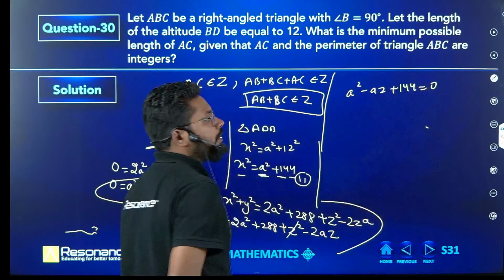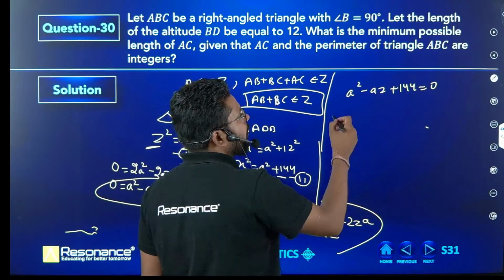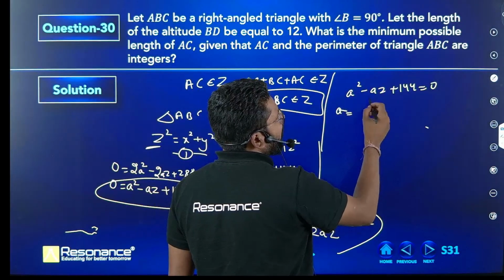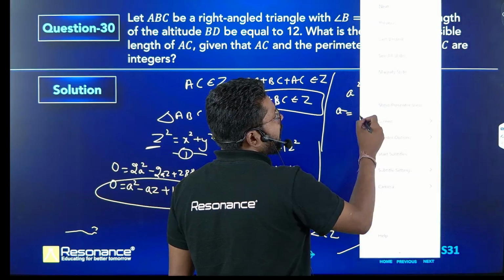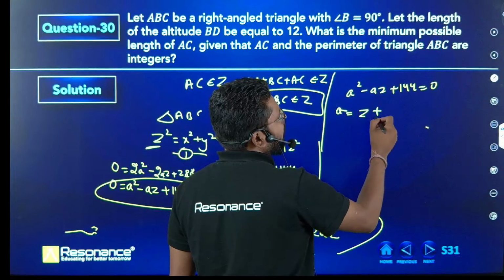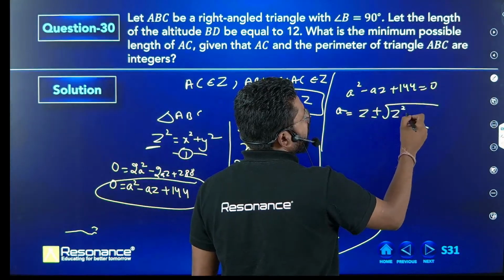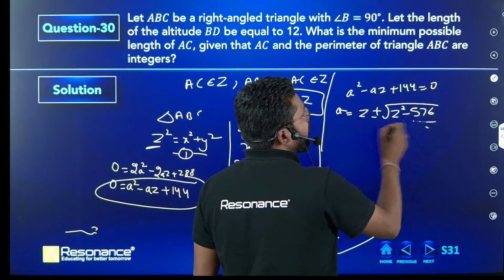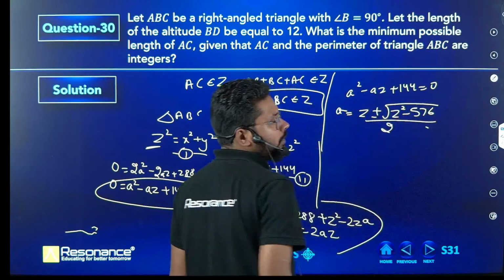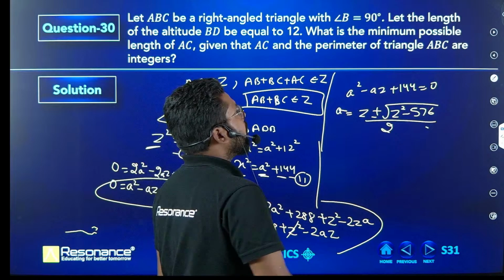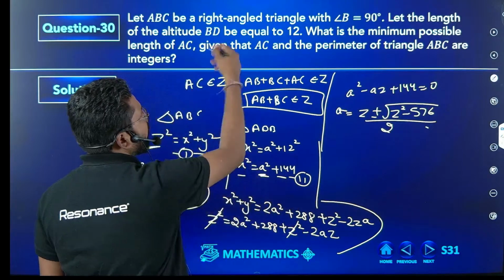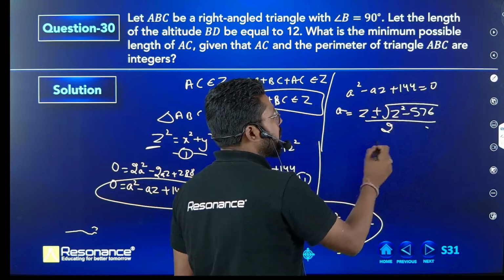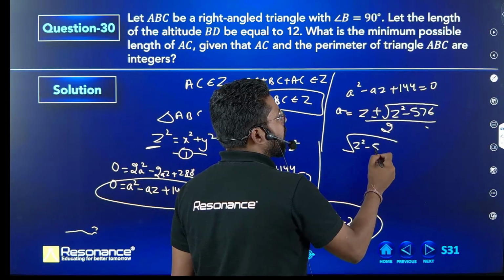So if you use the quadratic formula here, a will be what? If you take this value, it will be plus z plus or minus the square root of z square minus 4 into AC, which means 576, divided by 2, since 2 into A is 2 only. Now we have to find the value in integer form. A, B, C are in integer form. This means this bracket needs to be an integer. This means the square root of z square minus 576 has to be an integer.